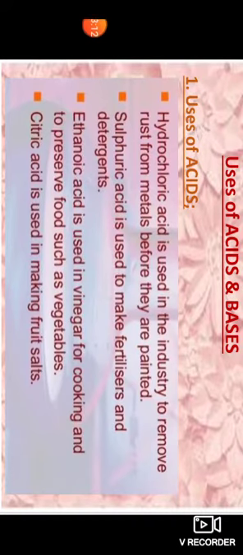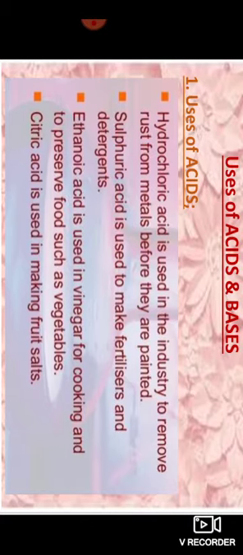Now we will discuss the uses of acids and bases. This is also for making your concept clear. Actually, it's not given in your course, but you must be familiar with their uses. Like hydrochloric acid is used in industry to remove rust from metals before they are painted, as you know from your 9th class course.